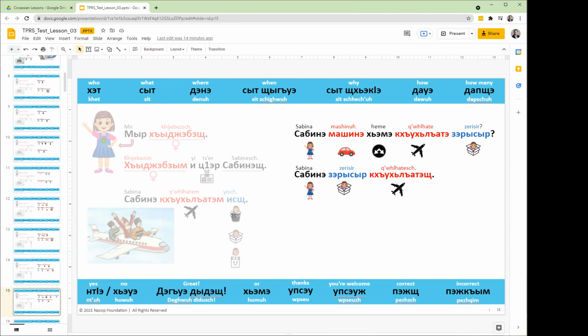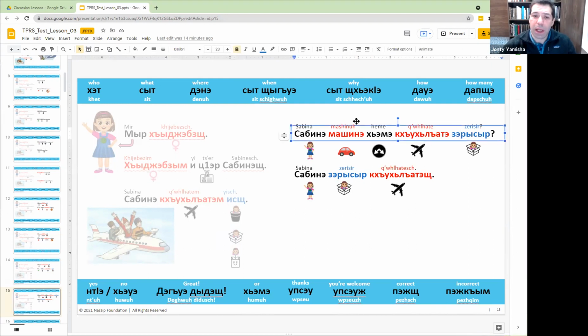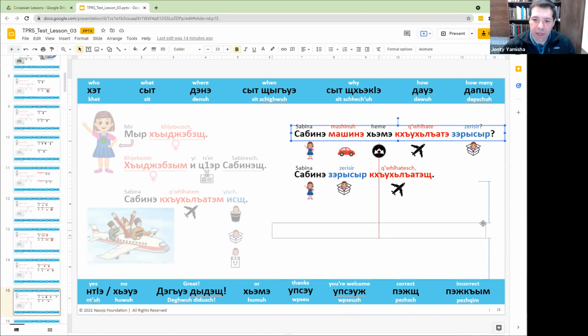I have one question, please. Would you also use this word Zerisser when you have more than one person? Yes. This has no connection to singular or plural. Completely separate concept. It's a very good question, and I want to make sure that I'm answering this.